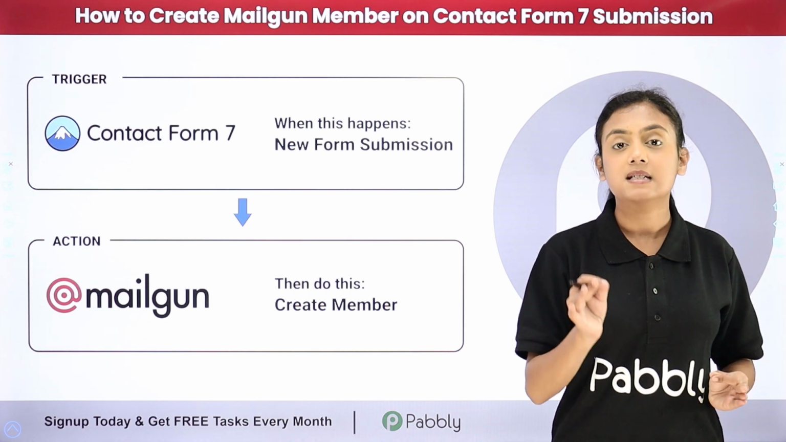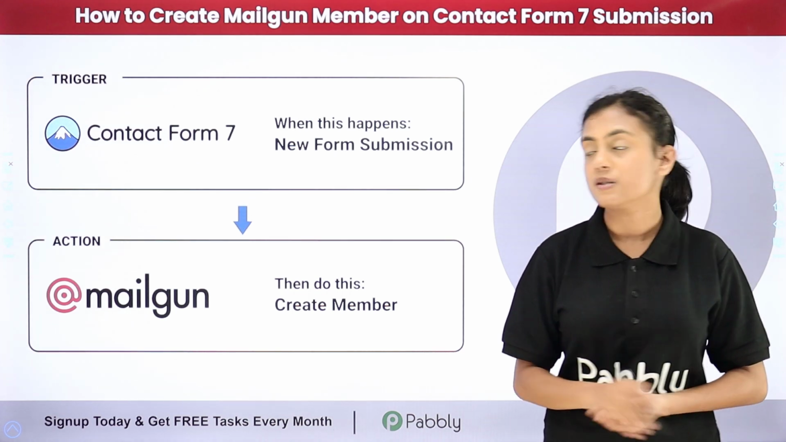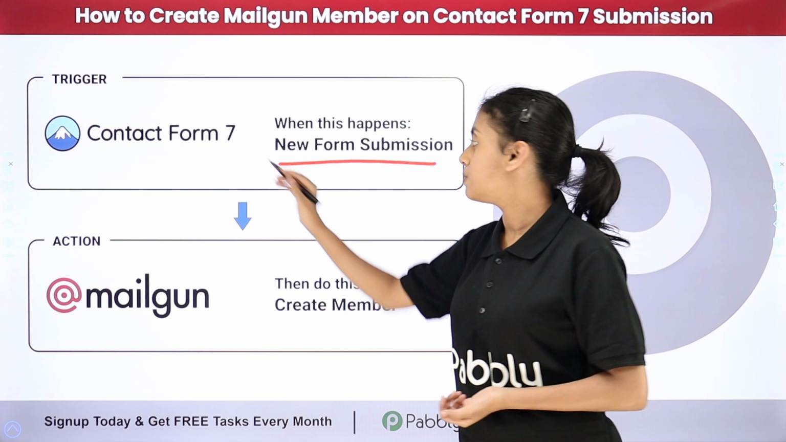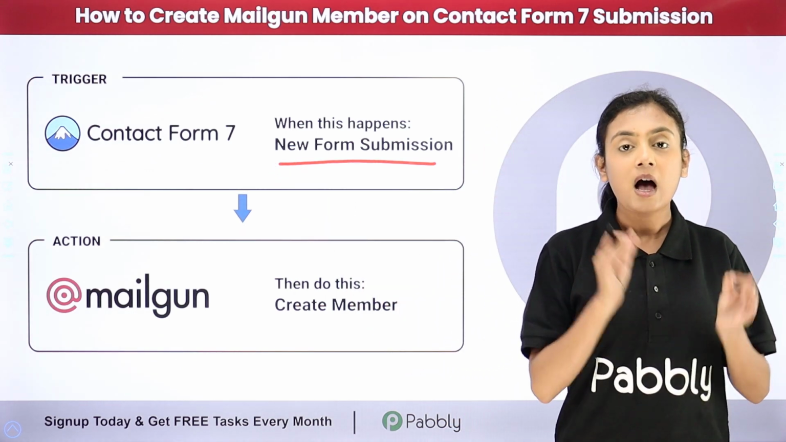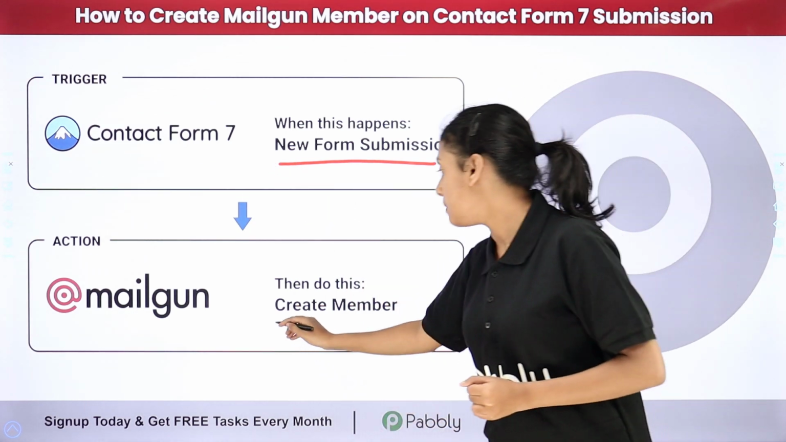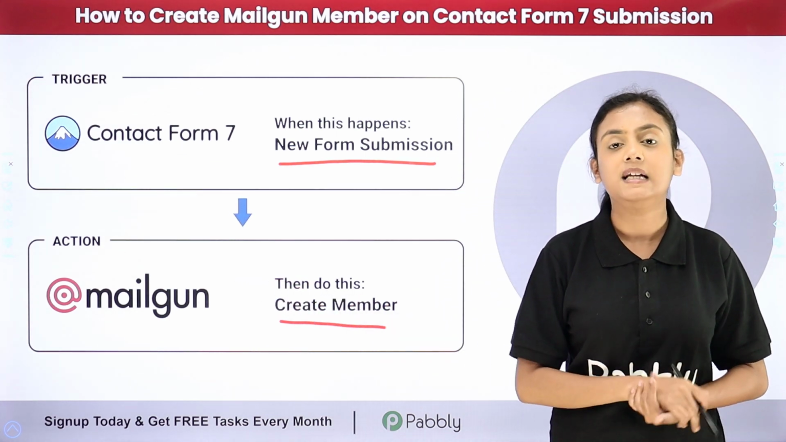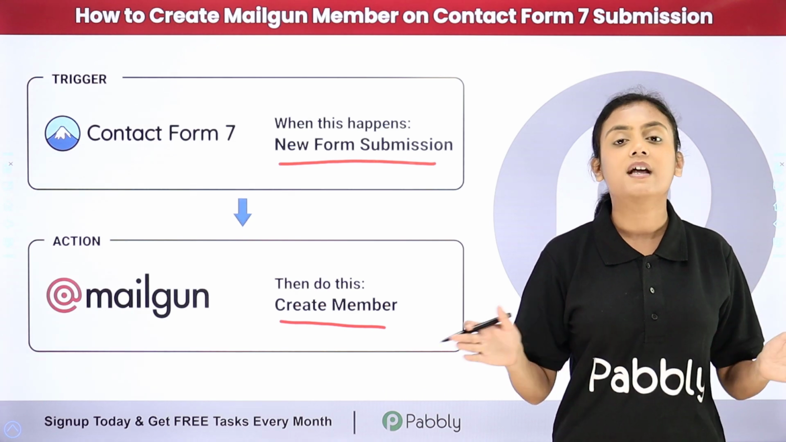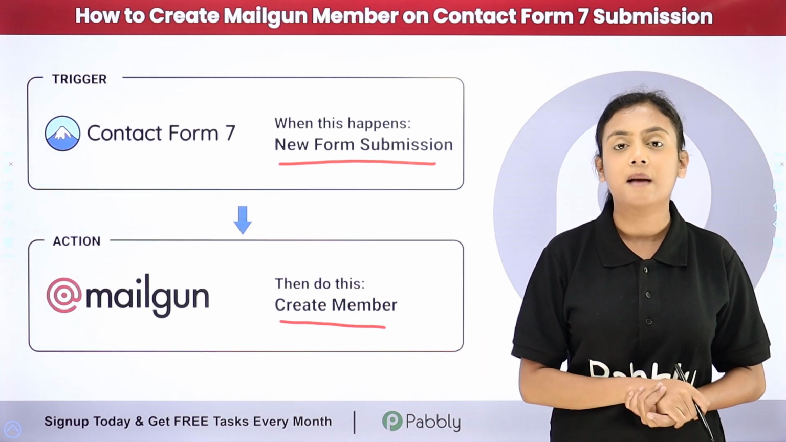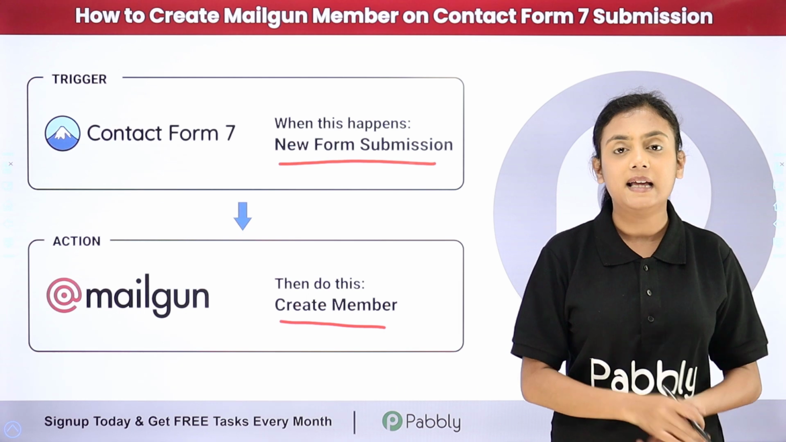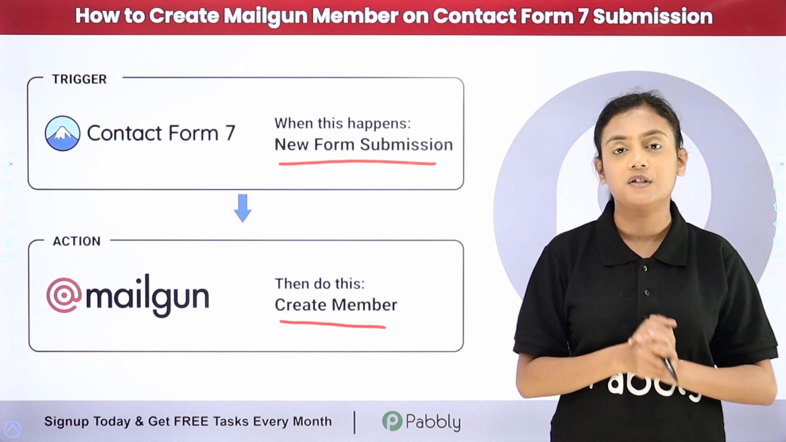Here, what I want is that as soon as a potential customer or client makes a new form submission using Contact Form 7, I want to create that lead as a member in my Mailgun account. Now, creating these members manually can be very time consuming. So I've simply automated this entire process with the help of Pabbly Connect, which is an amazing automation and integration software.